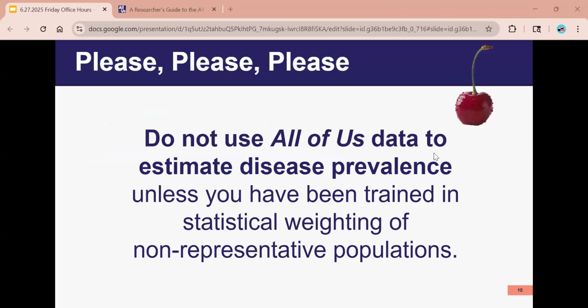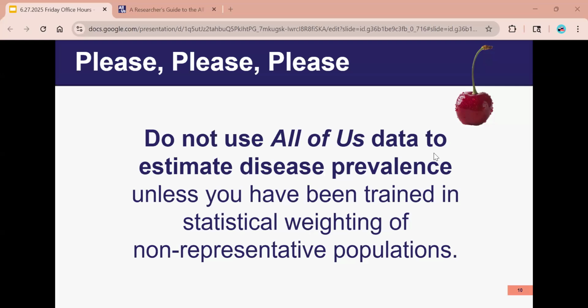If you can take 2 things away from today, it's that we really heavily, super duper, ultra encourage you not to use All of Us data to estimate disease prevalences. If you have experience with epidemiology and with statistical weighting of non-representative populations, take this with a grain of salt. You know how good you are at that and how challenging it can be. But this is a really challenging field. And in general, we highly recommend against it.